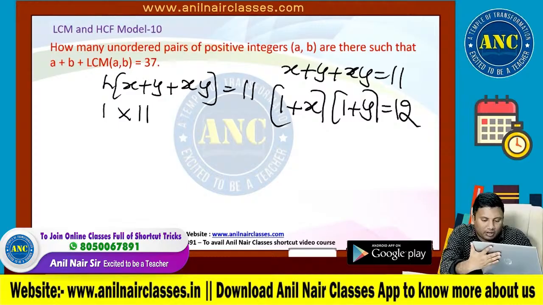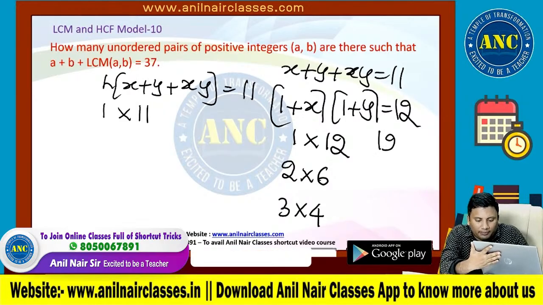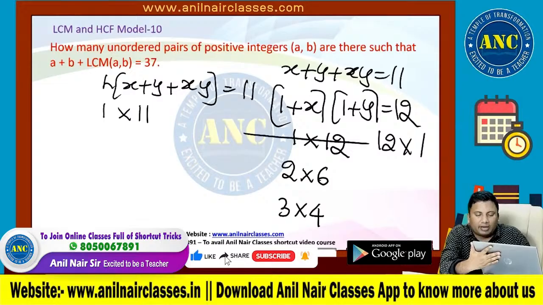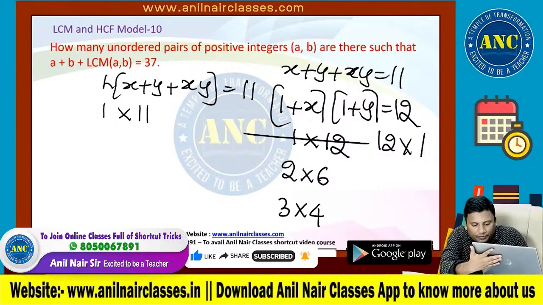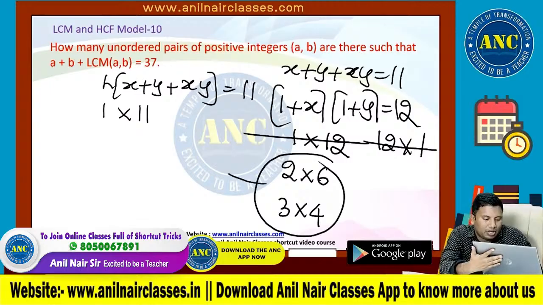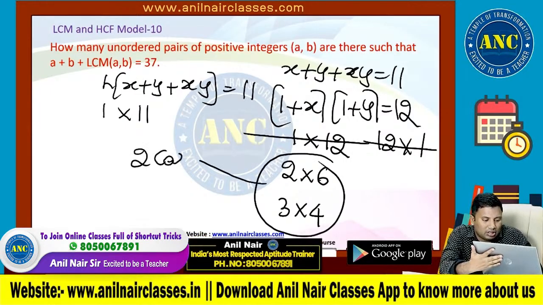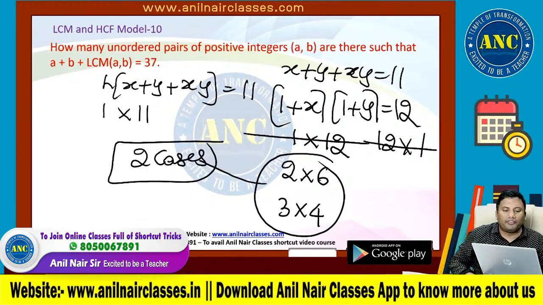Now Banu, your doubt. This is 1 into 12. This is 2 into 6. This is 3 into 4. Next is 12 into 1. This case is eliminated, Banu, because 1 plus x is 1, so the x value will be 0. This other case is eliminated because the y value is 0. The answer for this question is 2 cases.